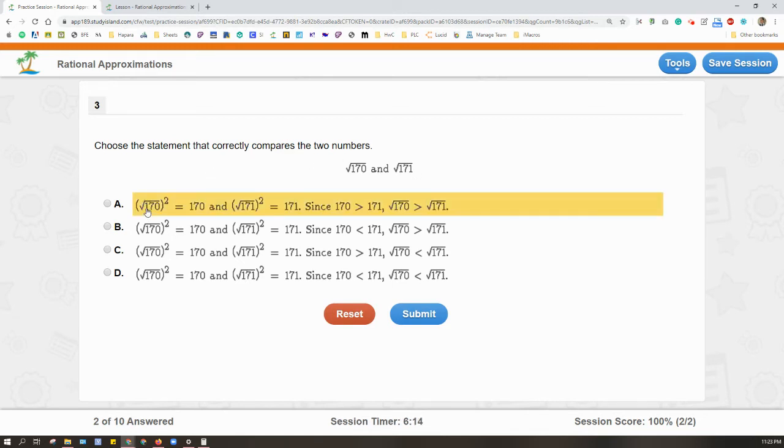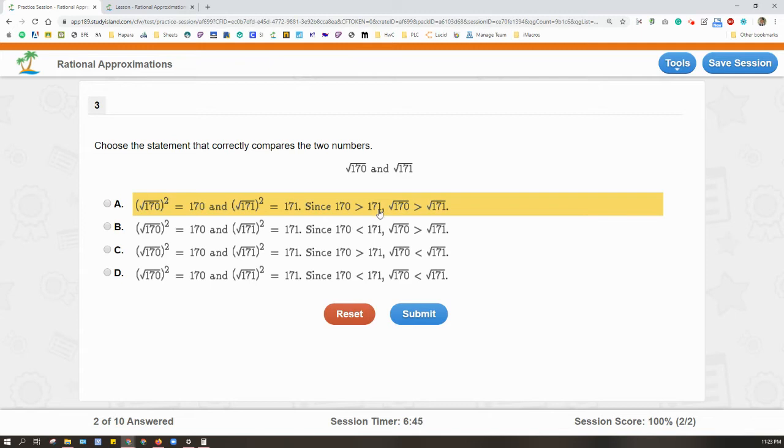Let's read. A, the square root of 170 squared equals 170, and the square root of 171 squared equals 171. Since 170 is greater than 171, the square root of 170 is greater than the square root of 171. This is not a trick question. This is just nonsense. Why would 170 be greater than 171? It's just testing your common sense at this point.